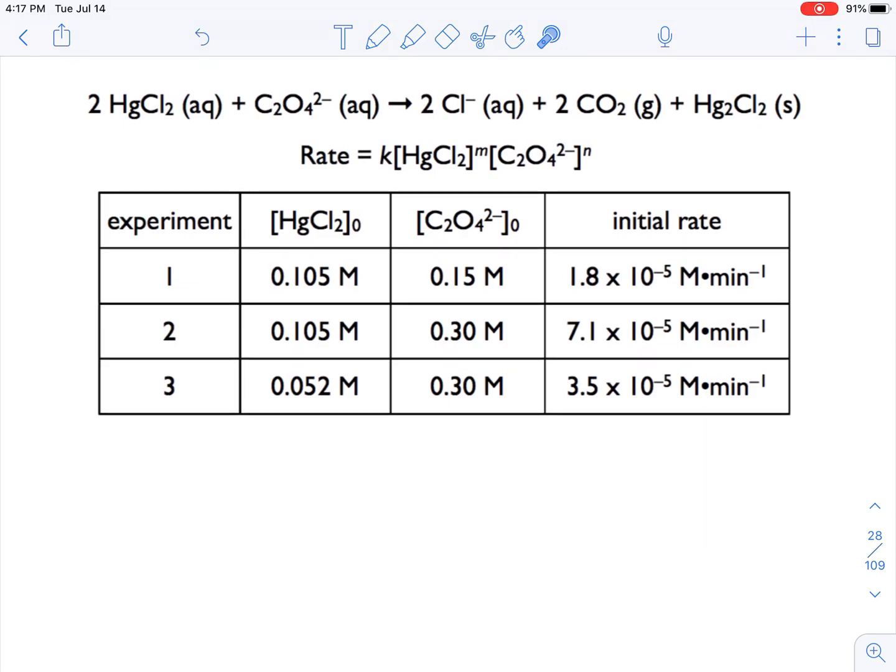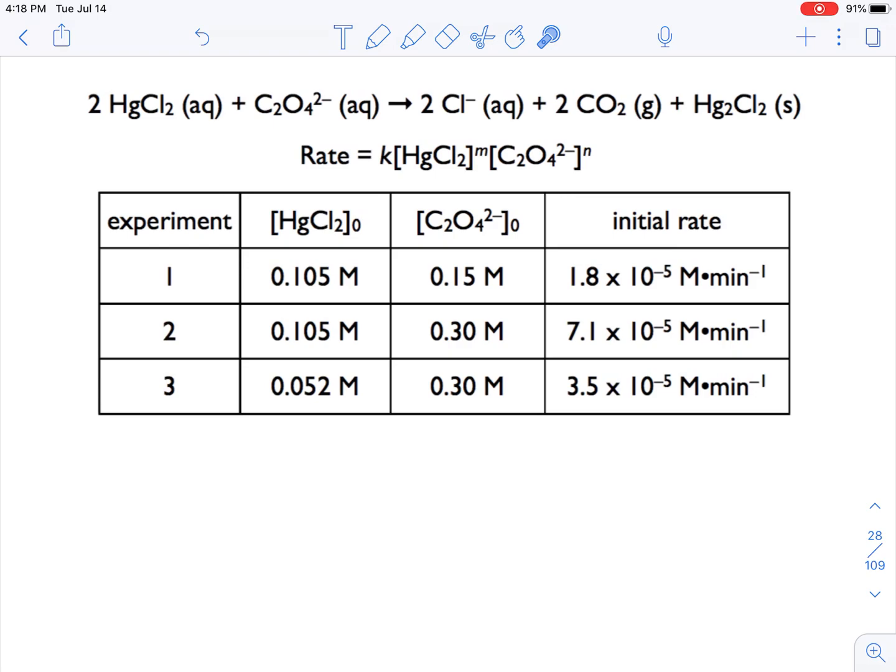Here we have a very specific reaction in which 2 moles of mercury(II) chloride react with 1 mole of oxalate. That produces 2 moles of chloride ion, 2 moles of carbon dioxide, and 1 mole of mercury(I) chloride. Whenever you're trying to determine the rate law for any given chemical reaction, you don't really care about the products. We're going to focus simply on the rate law with respect to the reactants.